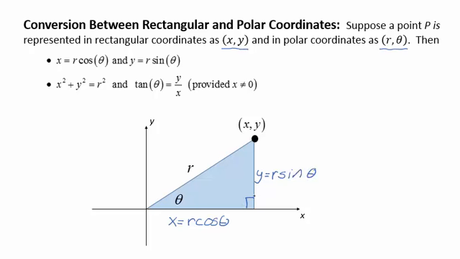And since this is a right triangle, we know by the Pythagorean theorem x squared plus y squared is r squared. And because it's a right triangle, we know that the tangent of theta is this ratio y divided by x. Let's use these tools to see if we can rewrite some equations in polar coordinates to rectangular coordinates.